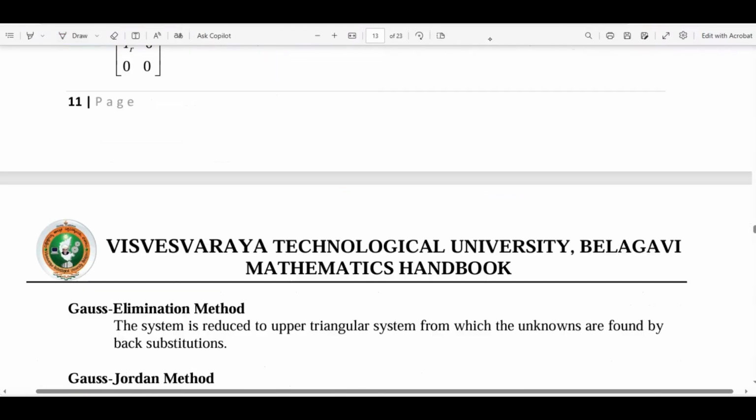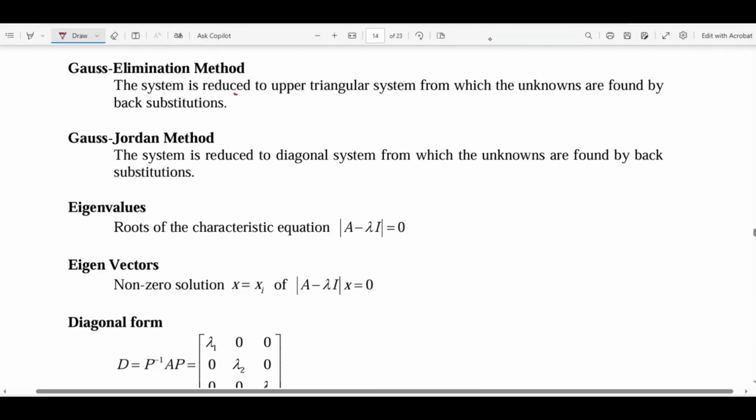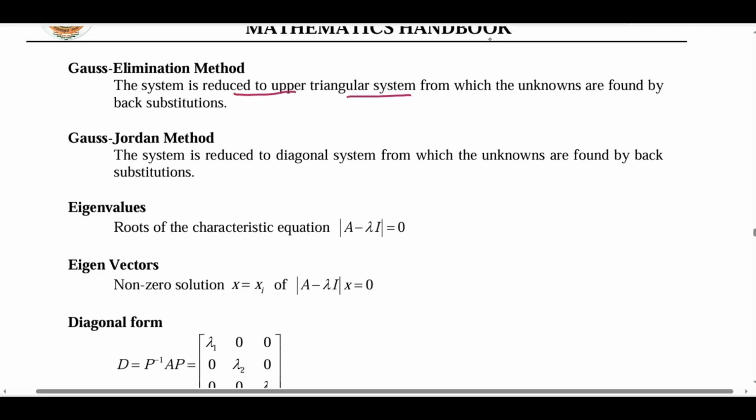Then you have next one, Gauss elimination method. The system is reduced to upper triangular system form, where the unknowns are found by back substitution. Gauss Jordan method: the system is reduced to diagonal system form, where the unknowns are found by back substitution.